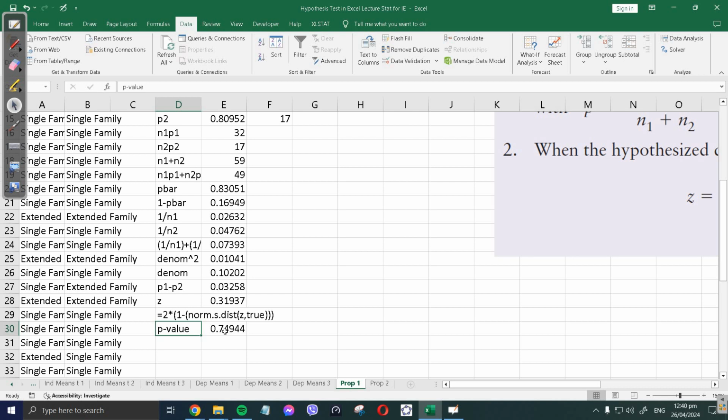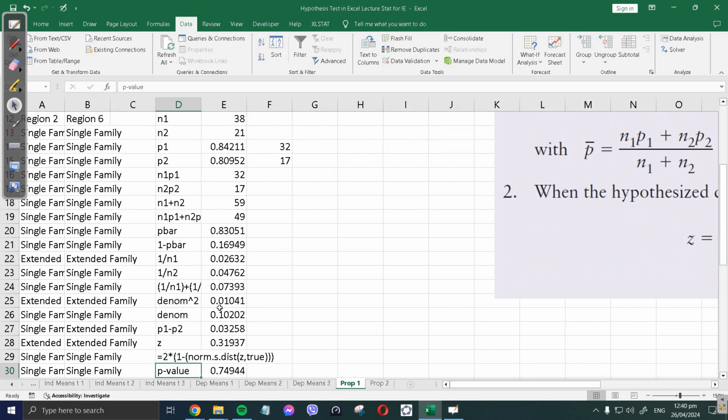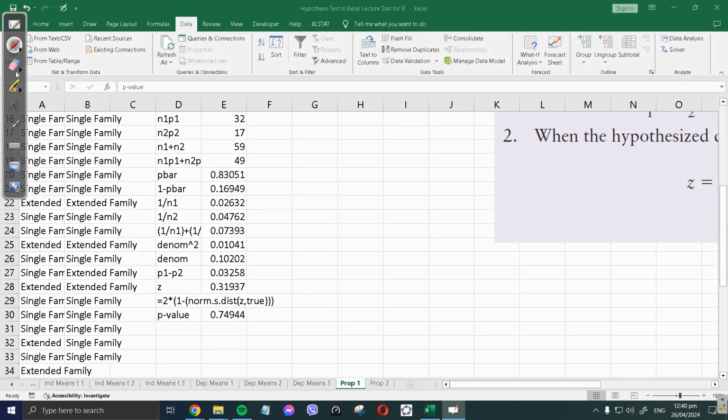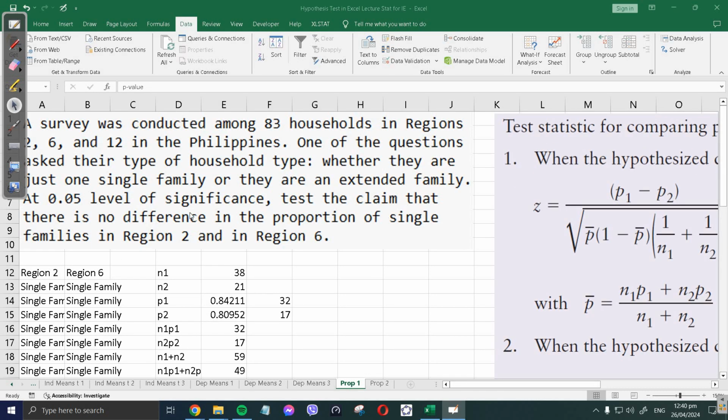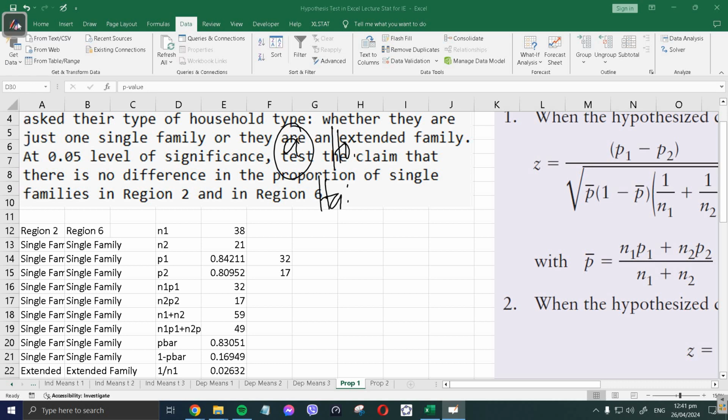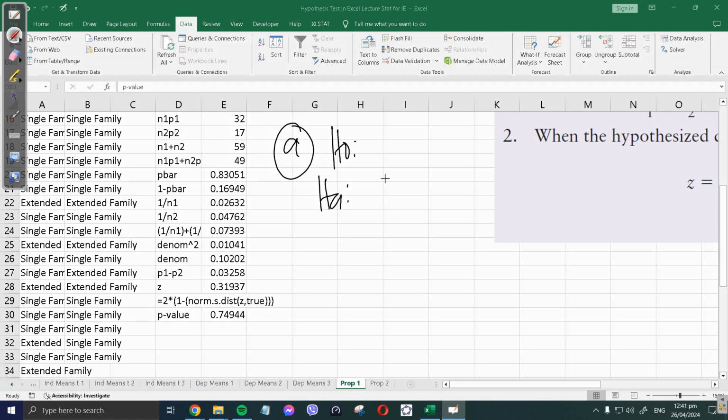And now we can already perform our hypothesis test because this has been steps 2 and 3. So here first, for our claim, we test the claim that there's no difference in the proportions in the families for regions 2 and 6. That means for our step 1, the claim is that there is no difference. So H0 is that the proportion for region 2 is just equal to the proportion of region 6. HA is the proportion of region 2 is not equal to the proportion of region 6, making this a two-tailed test.